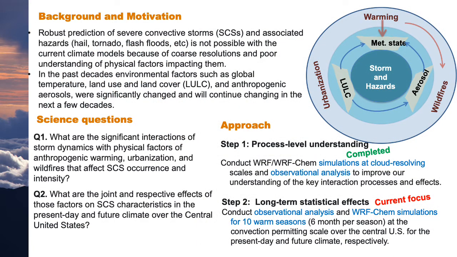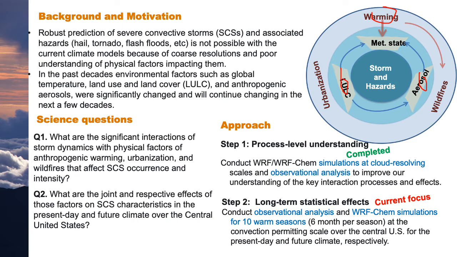Robust prediction of the severe convective storms and the associated hazards is not possible yet because in the current climate models, because of coarse resolutions, and also because of a poor understanding of the physical factors impacting them. In the past decades, the environmental factors such as global temperature warming, land use land cover change, and anthropogenic aerosols have significantly changed and will continue changing in the next few decades.